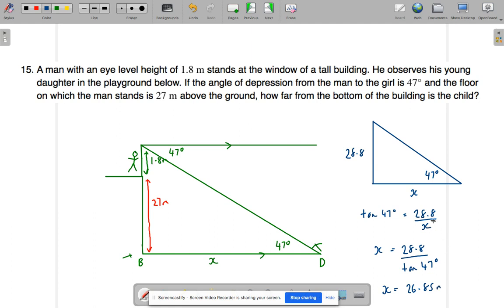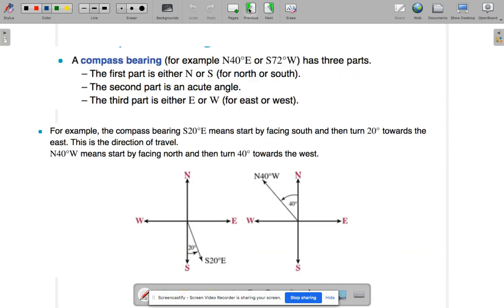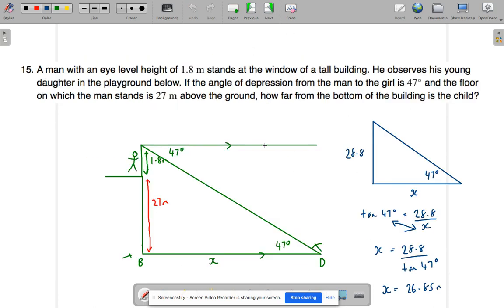Okay, so remembering we divided there because the unknown, the x, is on the bottom of the fraction. When we have that situation, we swap those two over. See where my arrow is there? And we go x equals 28.8 over tan 47. Okay, so that, ladies and gentlemen, is a couple of examples of angles of elevation and angles of depression.